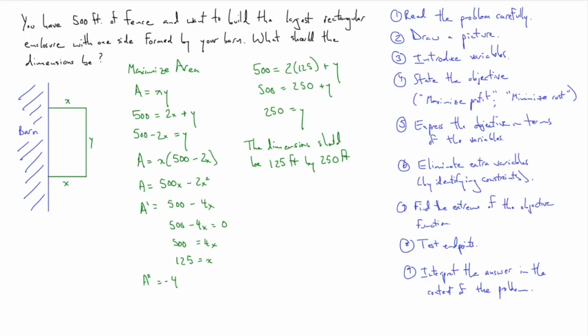We should be a little bit more precise because that doesn't really tell us which side is which. And I can't describe it in terms of x and y's because those are variables that I made up. And so I'll say that the longer side, the 250-foot side, is the side that's parallel to the barn.